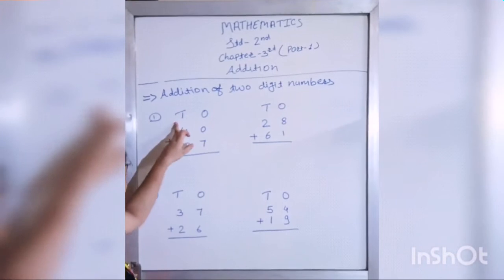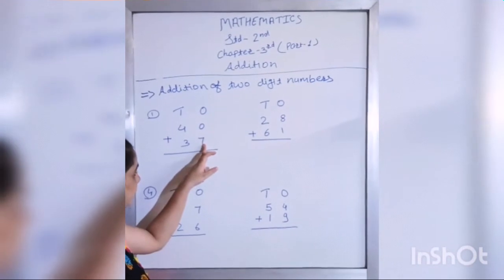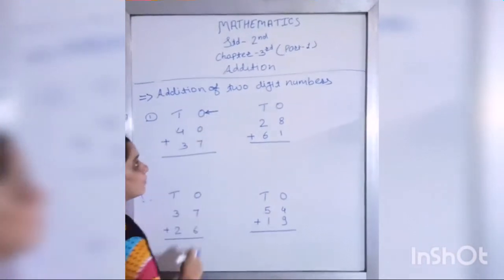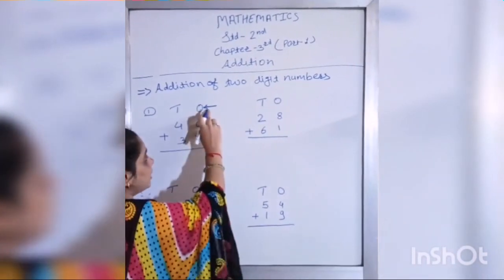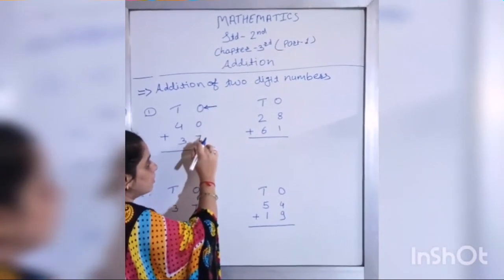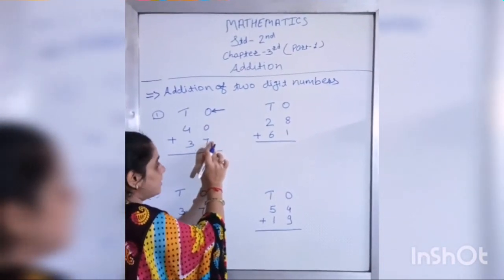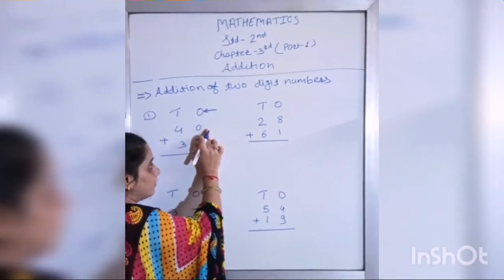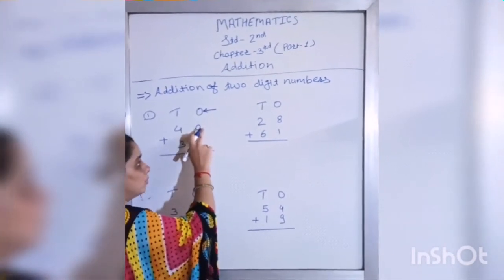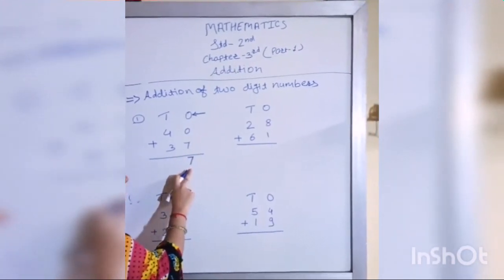See addition of 2-digit numbers. See the first one. What are the numbers given here? 40 and 37. We start from the ones place. Whenever we start addition, we start from the ones place. What are the numbers on the ones place? 0 and 7. Add 7 in 0. As we know, whenever we add any number to 0, the answer will be the number itself.